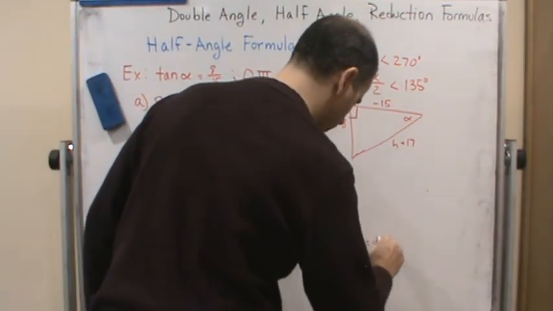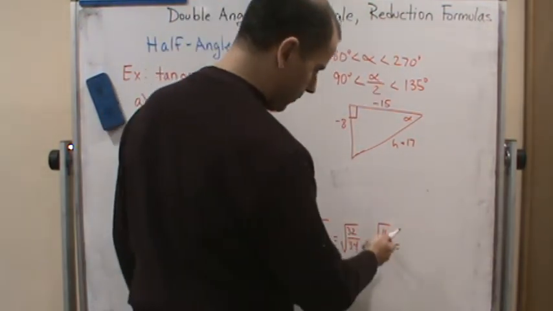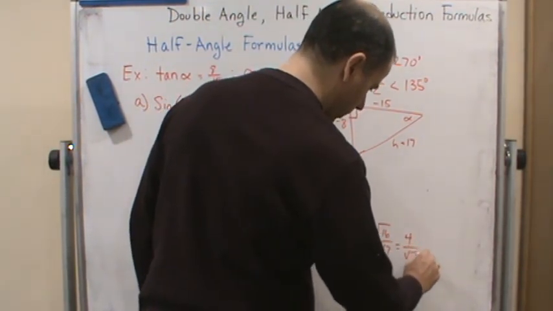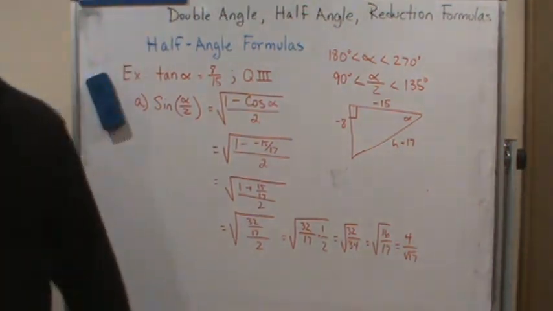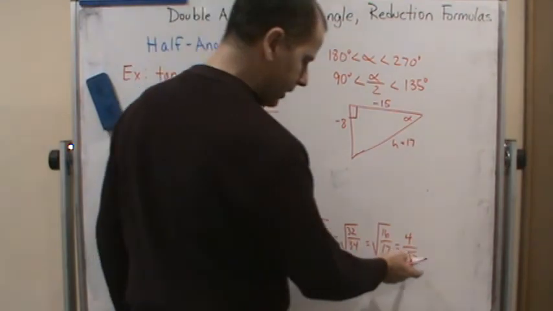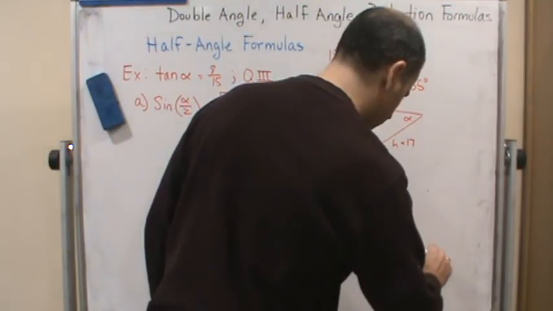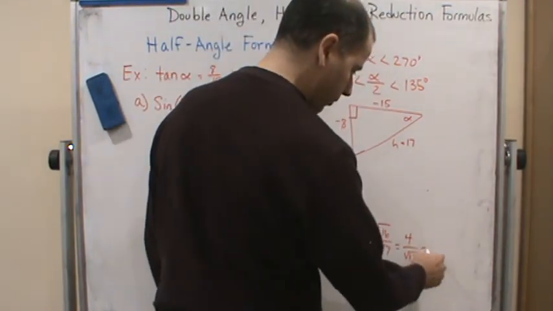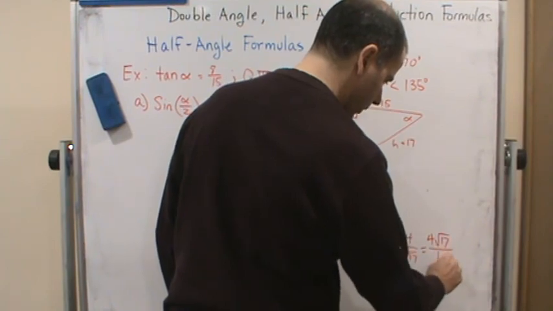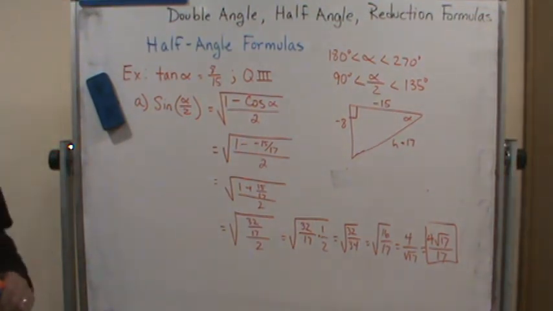So we get the square root of 16/17, which reduces further because 16 is a perfect square. We get 4 over the square root of 17. We don't want a radical in the denominator in our final answer, so we multiply the top and the bottom by the square root of 17, and we get 4 root 17 over 17. That is our final answer.